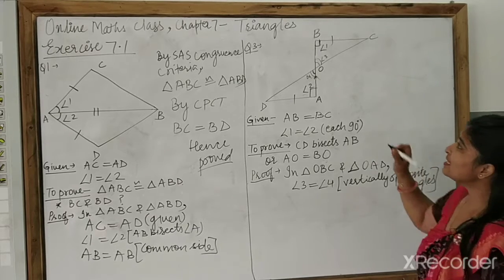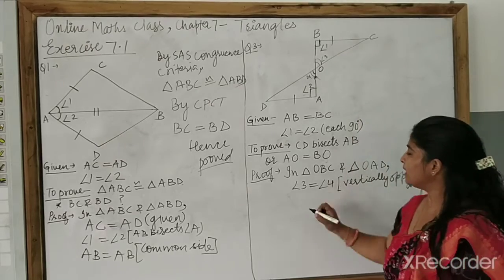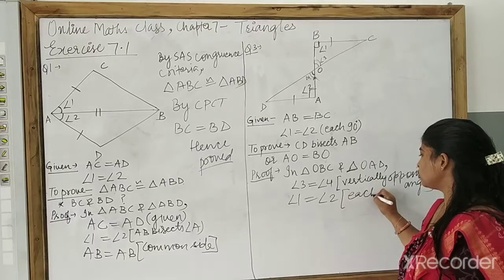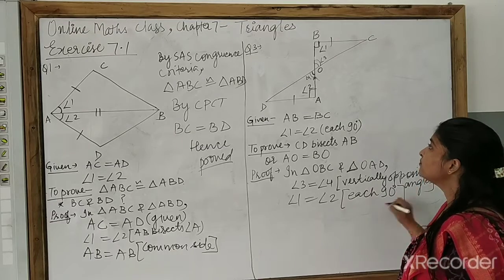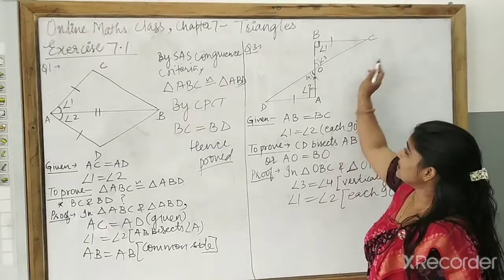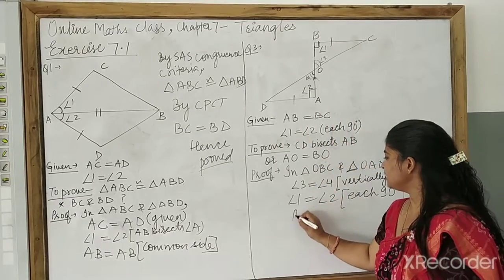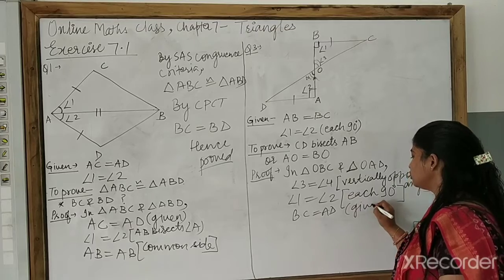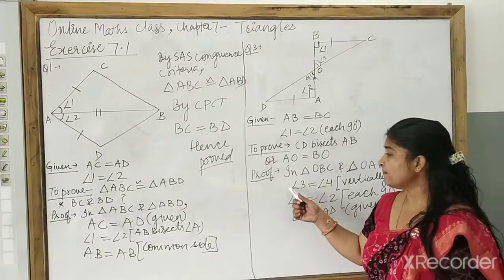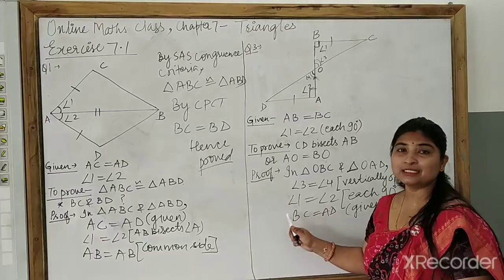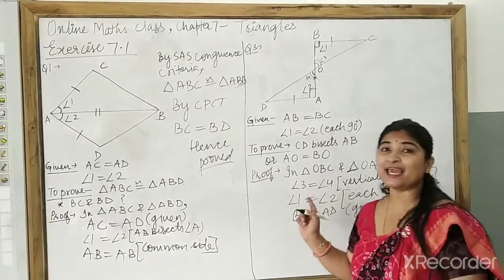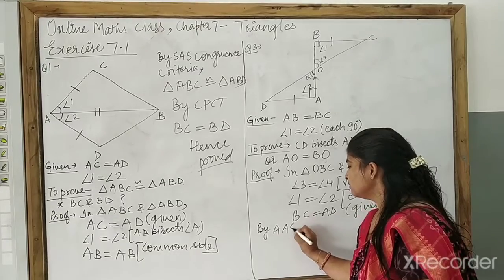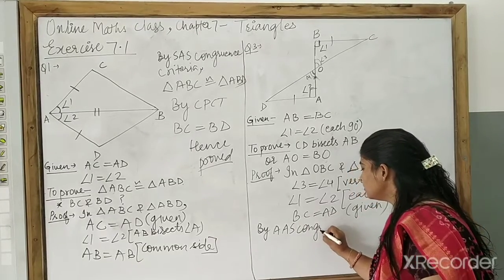Now second, can I say angle 1 is equal to angle 2? Yes. Why? Because both are 90 degrees, so I will write each 90 degrees. Now third, BC is equal to AD, and that is already given to us. Now you can put angle, angle, side. So which property is it? AAS. So we will write by AAS congruency criteria.